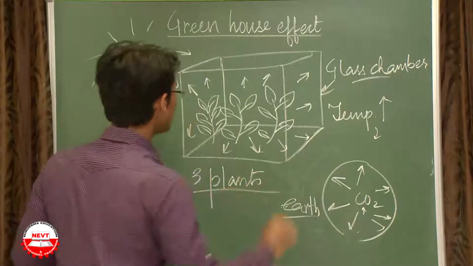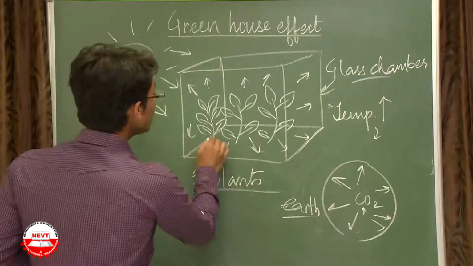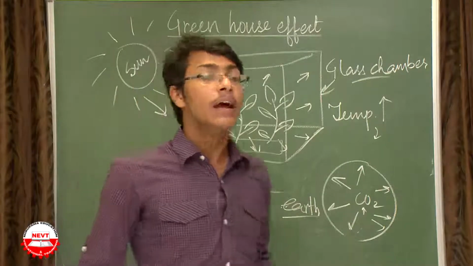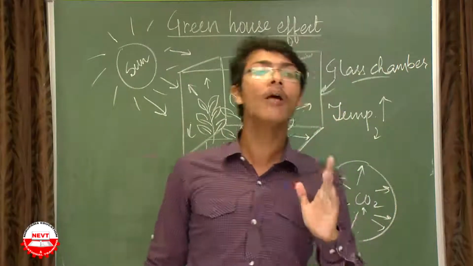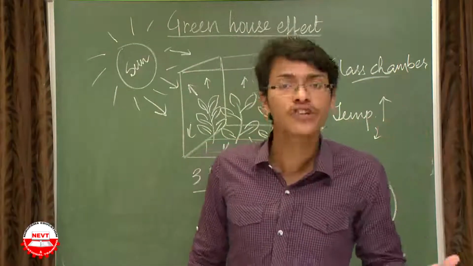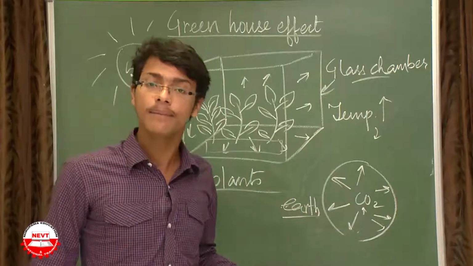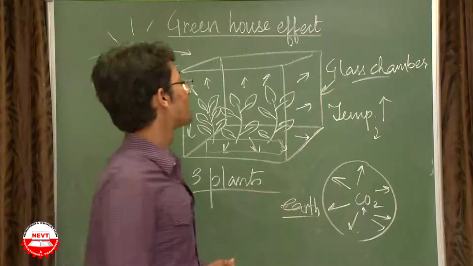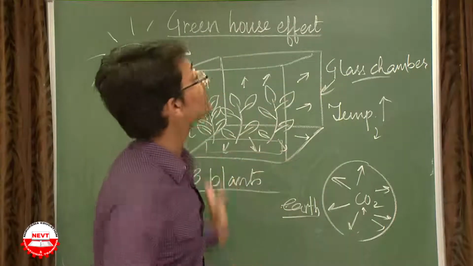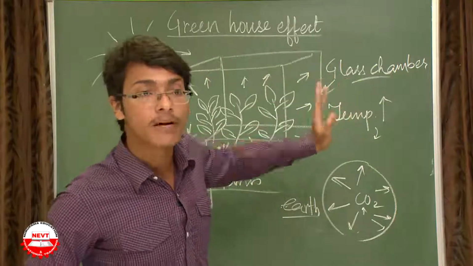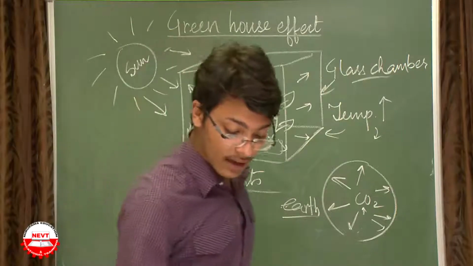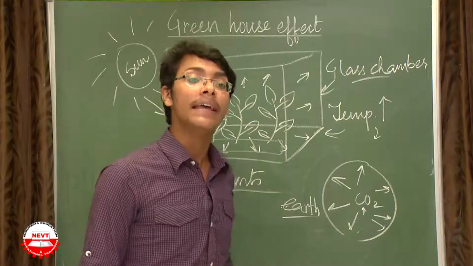So when the sun's radiation falls on the plants with adequate food and water, these plants will definitely use carbon dioxide to form food products, that is photosynthesis, but at the time of respiration, they will release carbon dioxide. Upon release of carbon dioxide, these gases are trapped in this glass chamber. Is it clear? These gases cannot surpass the glass chamber, and as a result the temperature of this glass chamber increases.